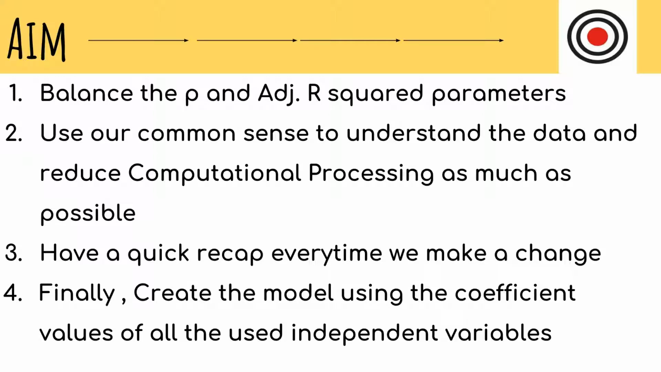And finally, the aim was to balance the p-values and the adjusted R-squared parameter values. We used our common sense to understand the data and reduce computational processing as much as possible, but we did not fall foolishly into the trap of removing important variables just for saving computational time. Always remember to have a great recap of all your sheets, all the places where you've analyzed by changing models, and finally you can create the model.